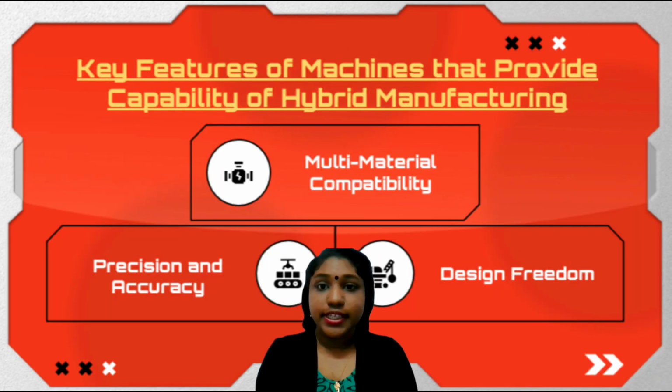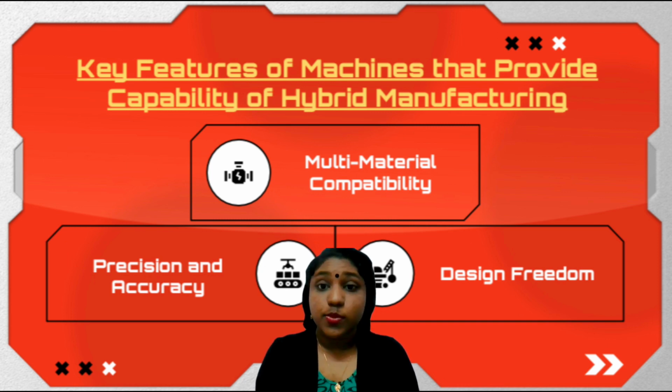Let me explain about the key features of machines that provide capability of hybrid manufacturing. First of all, it has multi-material compatibility. Metals, ceramics, composite materials, and polymers can all be used with these devices. They can fabricate complicated multi-material components because they have several print heads or tool units that can handle various materials and processes.